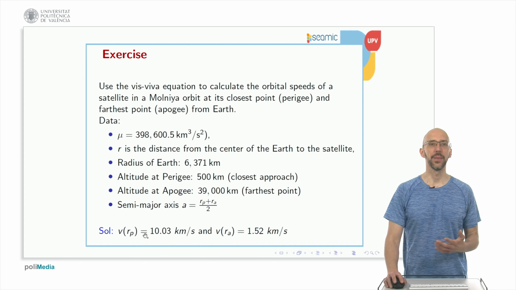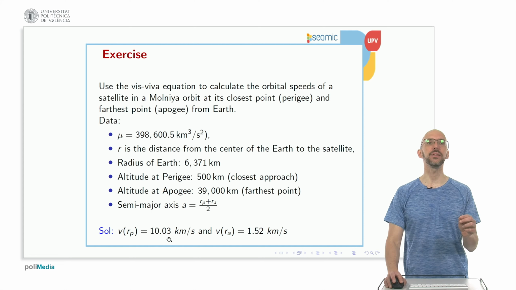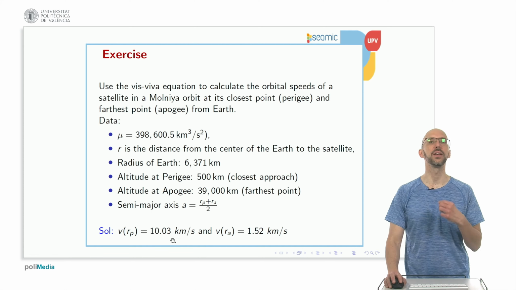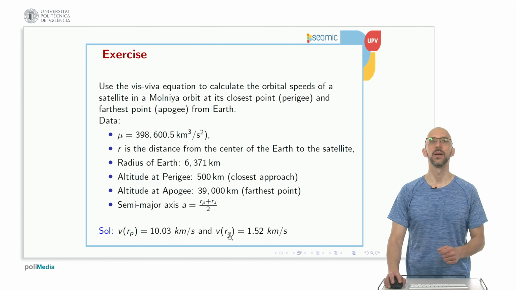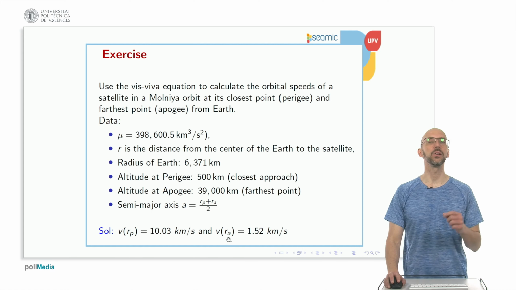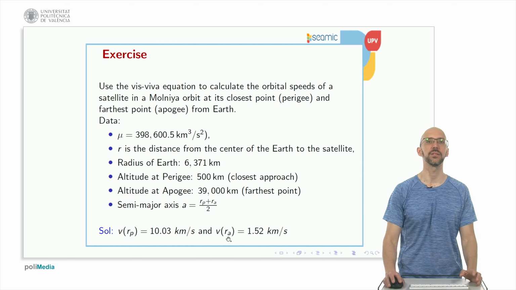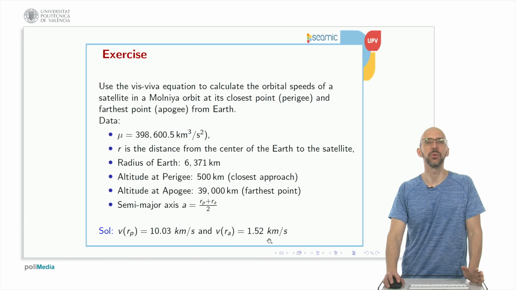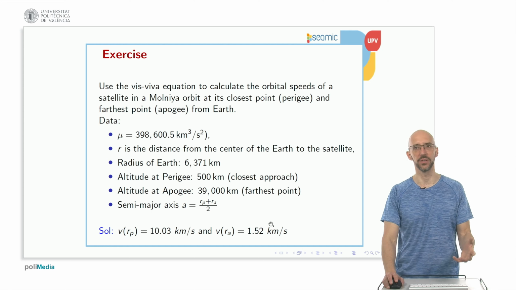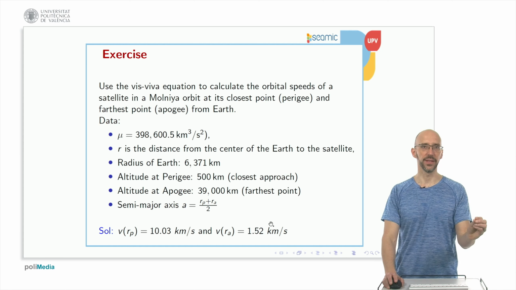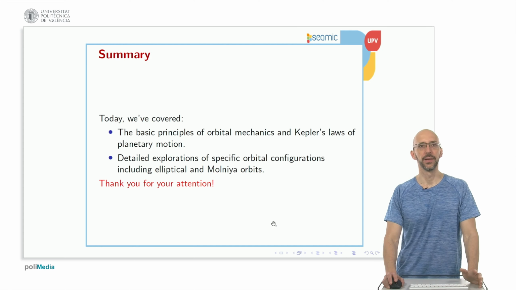Then you can see that the speed at the perigee is 10.03 kilometers per second, very fast. And the speed at the apogee, the farthest point from the Earth, is 1.152 kilometers per second. So there's a very big difference in speed from the perigee to the apogee.